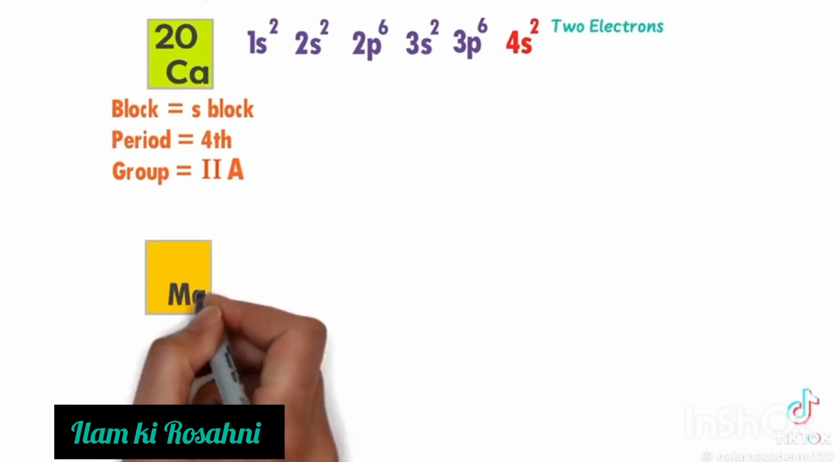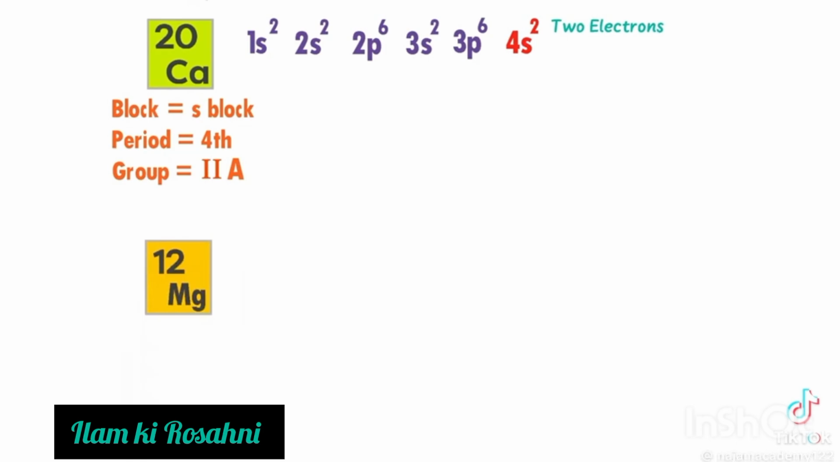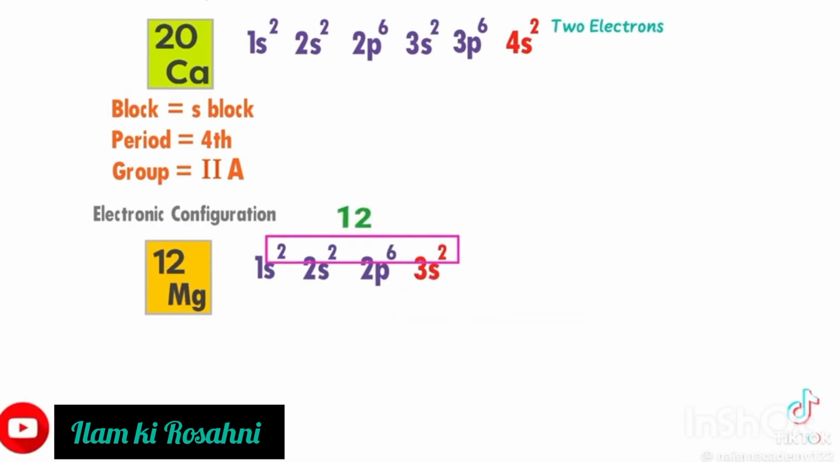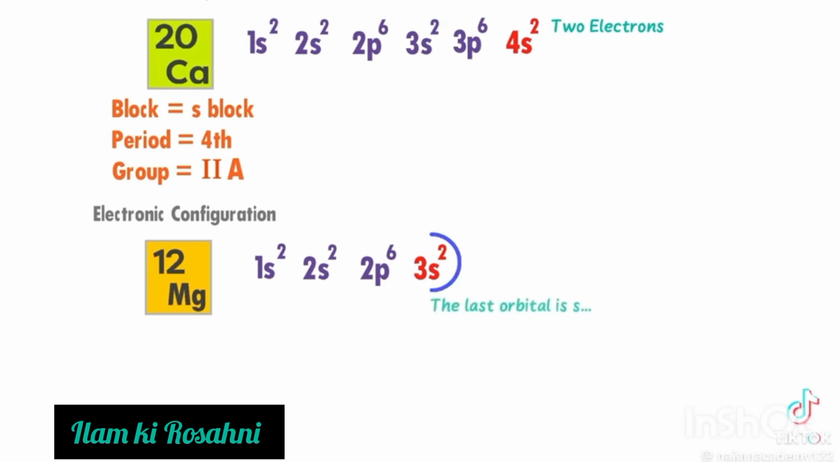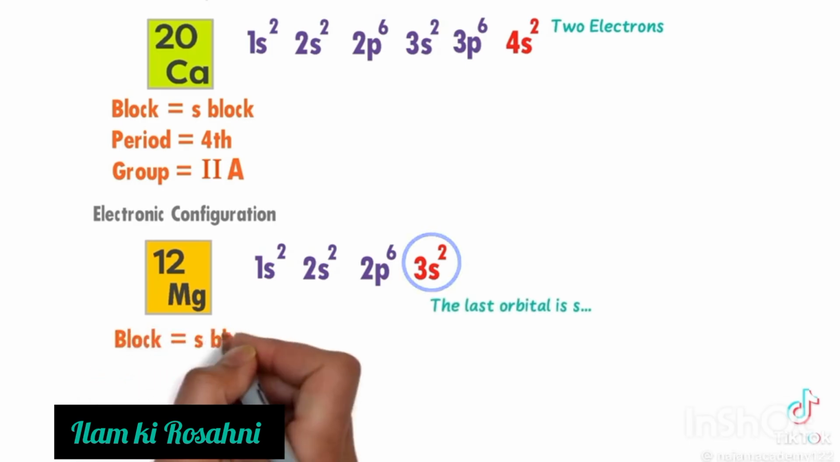Thirdly, consider magnesium, whose atomic number is 12. The electronic configuration of magnesium is 1s2, 2s2, 2p6 and 3s2. If I add these electrons, I get 12 electrons. Hence, I have successfully configured the electrons of magnesium. Here, the last orbital of magnesium is s, so magnesium is an s block element.